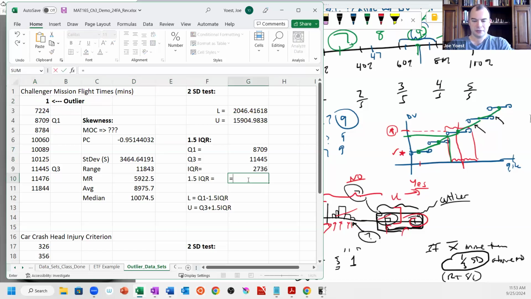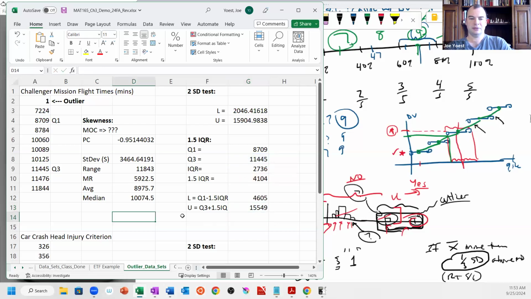1.5 IQRs is 1.5 of these. That's how far we're going to go to the right of Q3 and to the left of Q1. And my lower bound is Q1 minus 1.5 IQRs. And my upper bound is Q3 plus 1.5 IQRs. Yeah, we're going to go through a second one here as well.